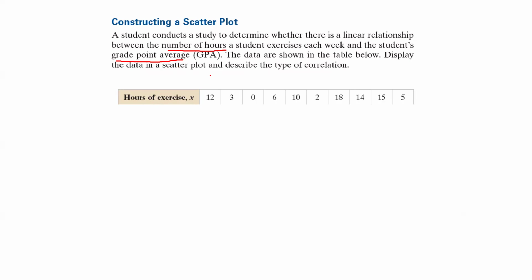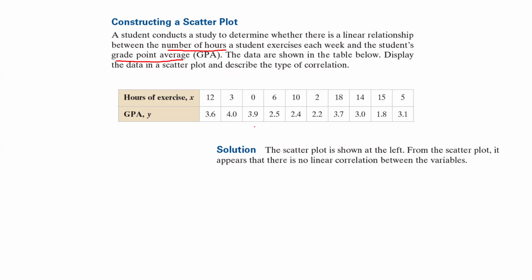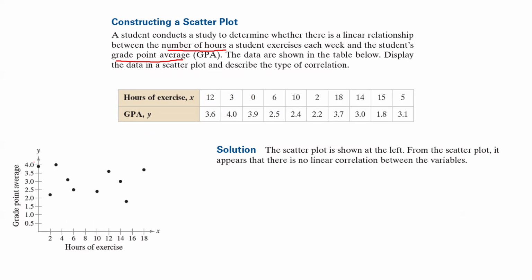The very first person has 12 hours of exercise with 3.6 GPA. The second person has 3 hours of exercise with 4 GPA. The third person has no exercise at all with GPA 3.9, and so on. So how do we visualize this? To visualize this, we have some dots: 0 and 3.9, the first dot. So 0 is just right here, and 3.9, which is here. The next one is 2 and 2.2.